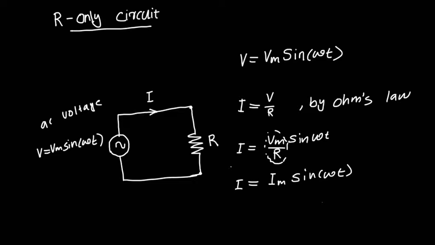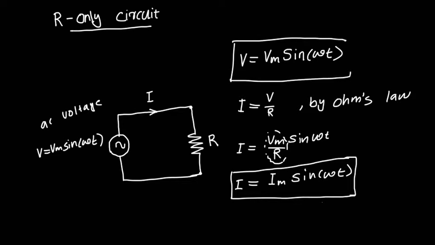Therefore, this is the equation of current in a resistor only circuit, and this is the equation of voltage in a resistor only circuit. This is the phase of voltage, that is equal to omega t. Here also the phase is omega t.